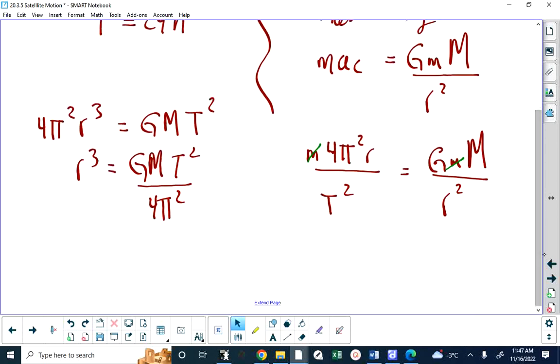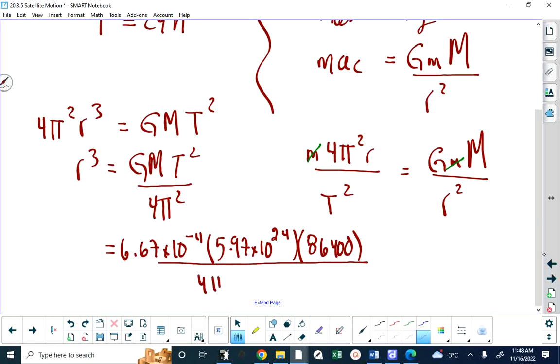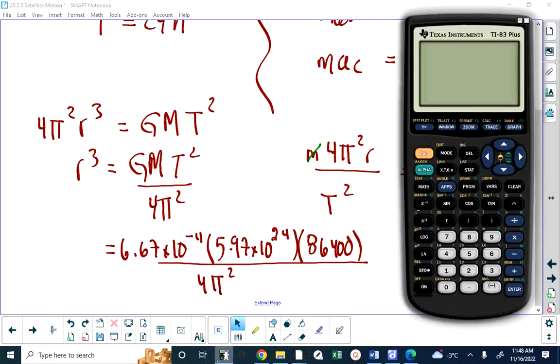Of course, we have to use standard units. So this will be G, which is 6.67 times 10 to the negative 11, times the mass of the Earth, which is 5.97 times 10 to the 24, times 24 hours in seconds, which for some reason, and I don't know why, that fact is buried in my head, is 86,400 seconds. So take 24 times 3,600, which is the number of seconds in an hour, or take 24 times 60 times 60. But you get 86,400 over 4 pi squared. This is equal to r cubed.